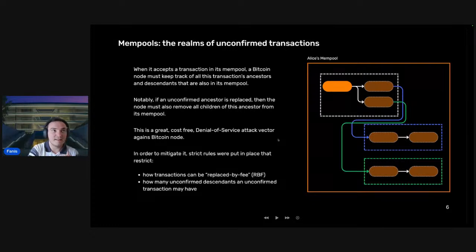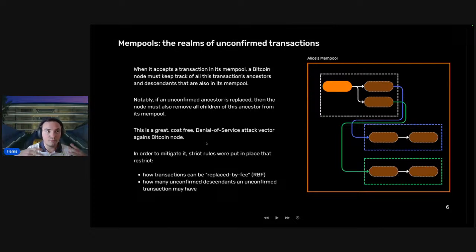And this can be abused in denial of service attacks, because it means that if there were no protections against that, you could, for free, create transactions with, for example, a lot of children, and then you replace the parent transaction, and every node that had the parent and the children in its mempool needs to do lots of computations in order to remove all the children transactions and be sure that there are no children transactions that are not linked to a valid parent. And so at scale, it could be a DOS attack vector.